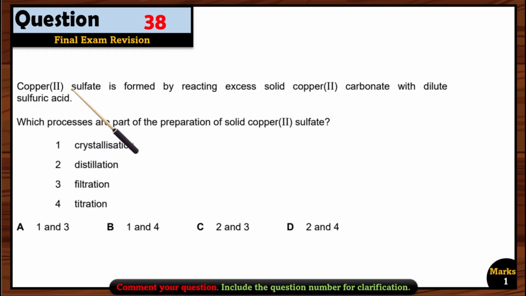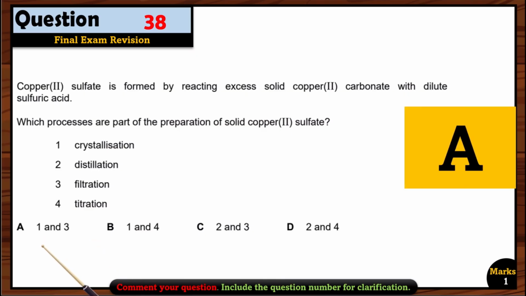Question 38. Copper sulfate is formed by reacting excess solid copper carbonate with dilute sulfuric acid. Which processes are part of the preparation of solid copper sulfate? So now again, we are using the add excess method, right? So for the add excess method, we have to do filtration, and then we have to do crystallization because our product is soluble. So crystallization is important and filtration is important. So that's why options 1 and 3. Where we can find that is option A. So option A is correct.